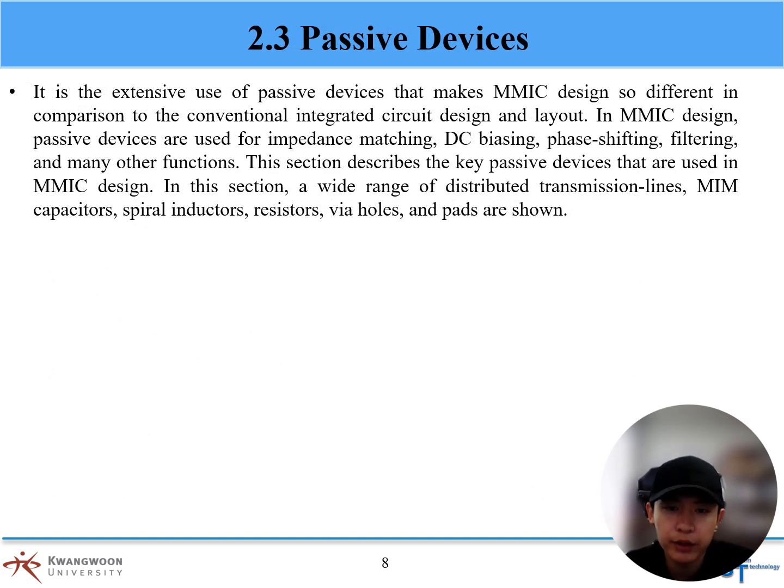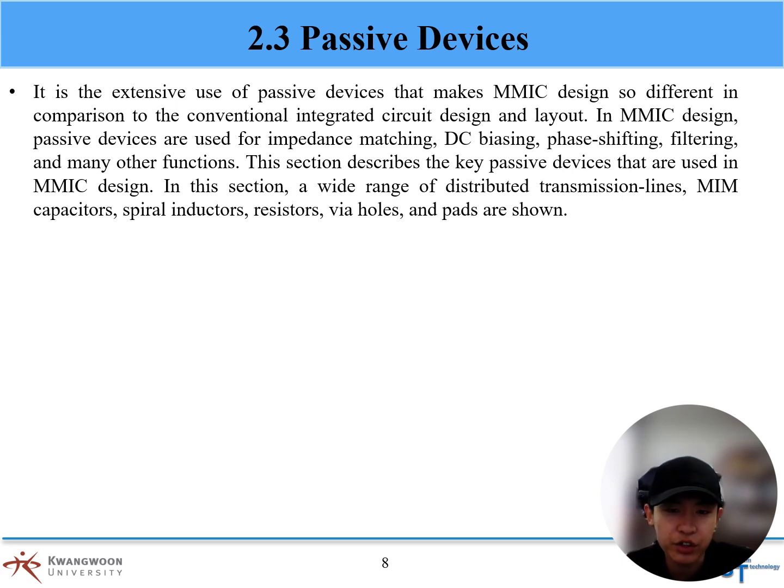This part is passive devices. It's the extensive use of passive devices that makes MMIC design so different in comparison to the conventional integrated circuit design and layout. In MMIC design, passive devices are used for impedance matching, DC biasing, phase shifting, filtering, and many other functions. This section describes the key passive devices that are used in MMIC design.